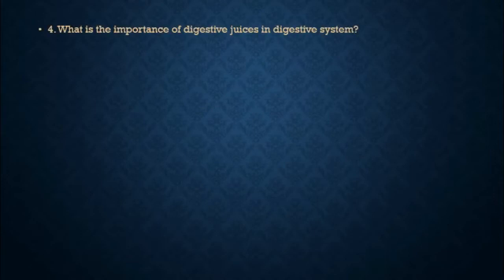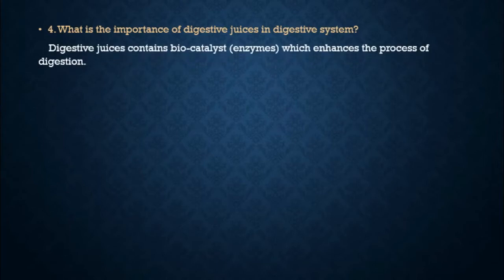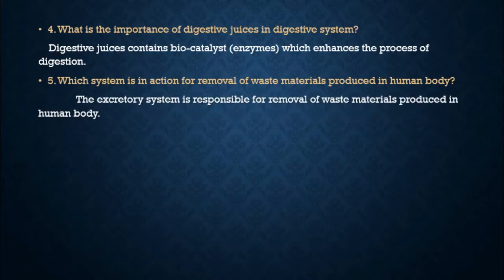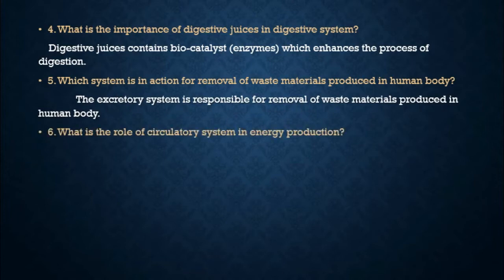What is the importance of digestive juices in the digestive system? Digestive juices contain biocatalysts, otherwise called enzymes, which enhance the process of digestion. Which system is in action for removal of waste materials produced in the human body? The excretory system. It is responsible for removing the waste produced in our body.